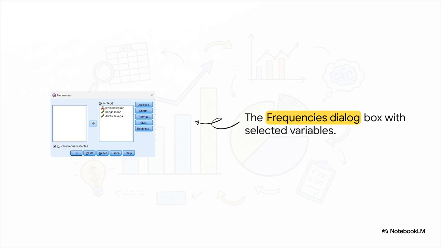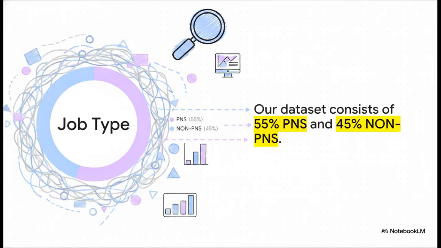Once you're in there, we just move our variables, so job type, income, and work duration, right over to the right side to be analyzed. It's really as simple as pointing and clicking. And boom! By running this simple command, we instantly uncover our very first major insight. Without having to count those rows one by one like a spreadsheet zombie, SPSS tells us that our dataset consists of 55% civil servants, or PNS, and 45% non-civil servants.